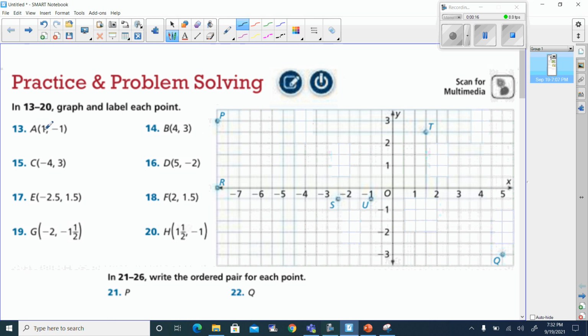Well, the first one is they want to label as A. I want it at 1 and -1. Remember, my first one is always the x-axis. That's at 1. And -1 is going to be where it is on my y-axis. So 1 is here, -1 is here. We meet where they meet. So we're going to meet right over here where they meet. So that has to be right there. Okay? And we're going to label it A.